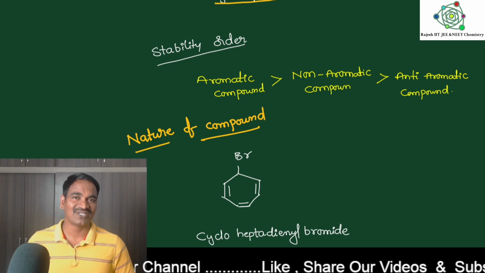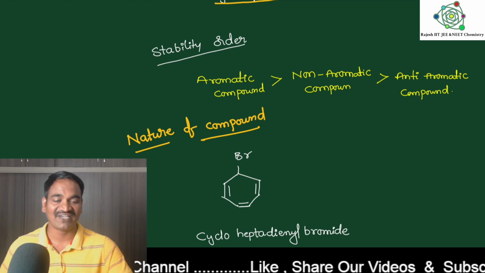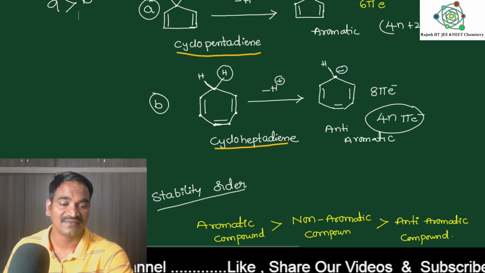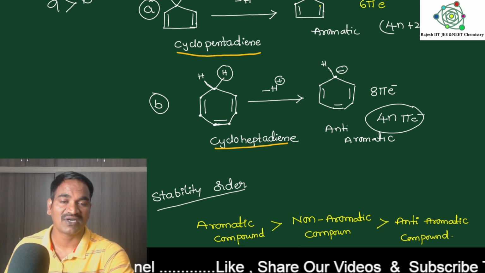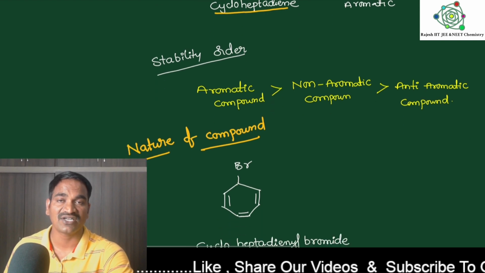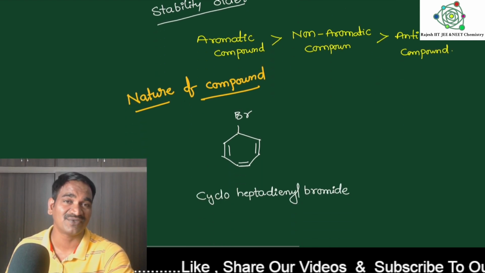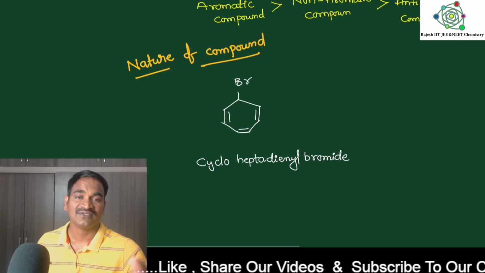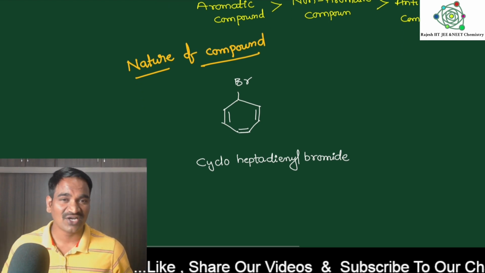So now coming to the nature of the compound. Here I have taken one more compound, which is given on the screen, right? Once you check, that is cyclo. Nature of the compound also can be decided by using this aromatic, non-aromatic, anti-aromatic concept. So you see this here, nature of compound.